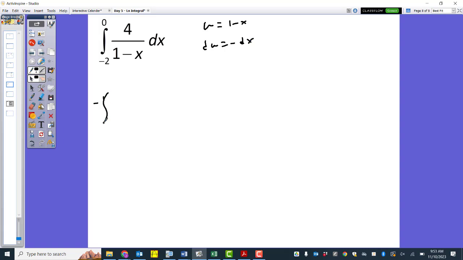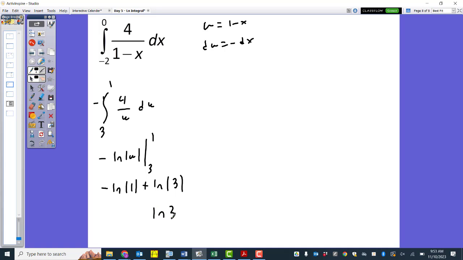We still need to change our bounds. So we plug in negative 2, we get 3. Plug in 0, we get 1. And this is going to be 4 over u du. Integral of 4 over u is natural log absolute value of u from 3 to 1. We'll plug in our upper and lower bound. And we will need to simplify these as much as you can, which means combining natural logs if you can, simplifying down. So in this case, natural log of 1 is equal to 0. So we're left with just natural log of 3.